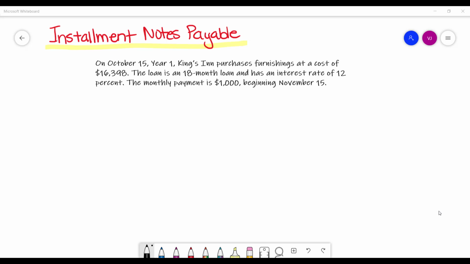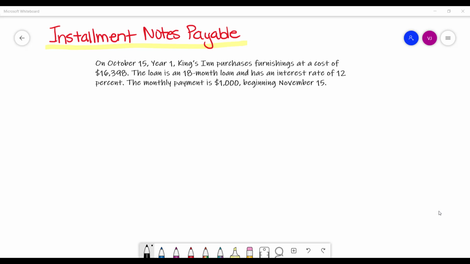In this video, we're going to take a look at installment notes payable. So what the heck is an installment notes payable? An installment notes payable is any kind of note that is paid off in equal installment payments. A common example would be a mortgage or a car loan.